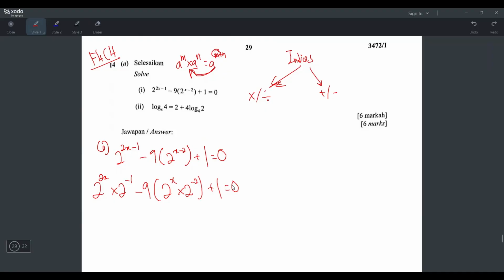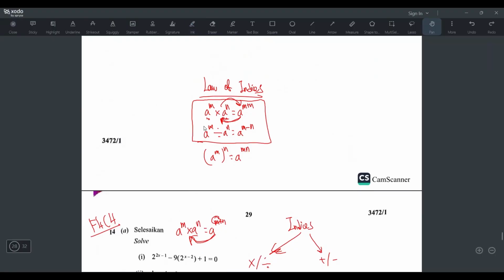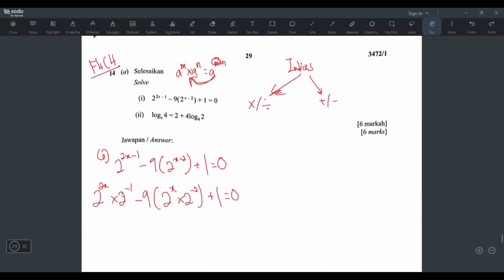Okay, I know some student will say, hey, sir, what if I write 2 power x divide 2 power 2? Okay, actually can also, but the way I teach my students, I always tell them just use times. Yeah, just use times. If you use the second one, can also, because the power is minus, right? Yeah, it's the same. You get the same thing.